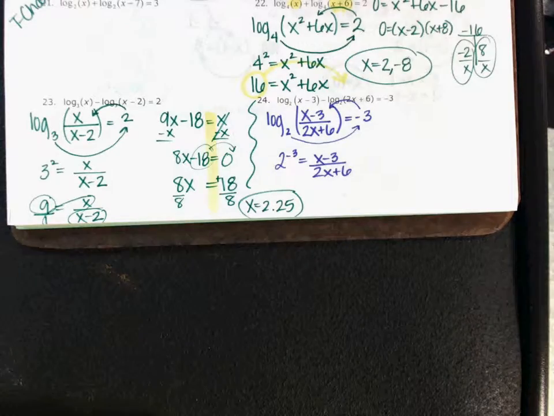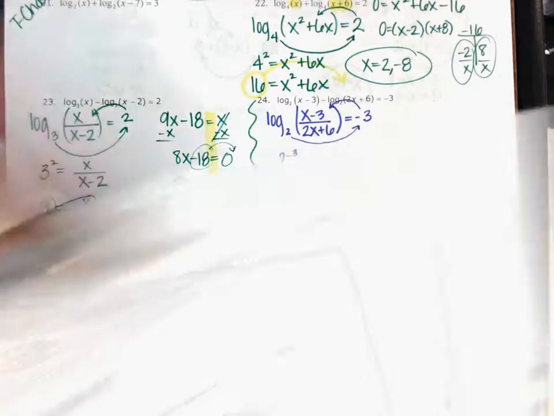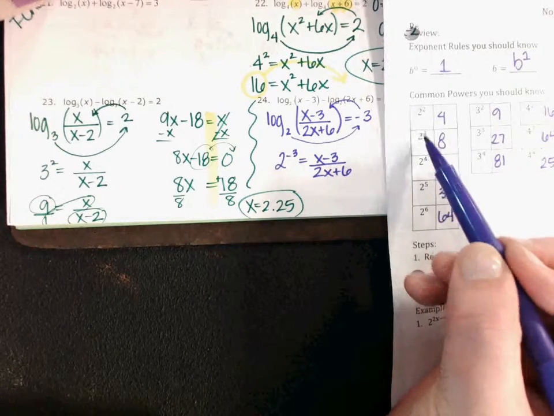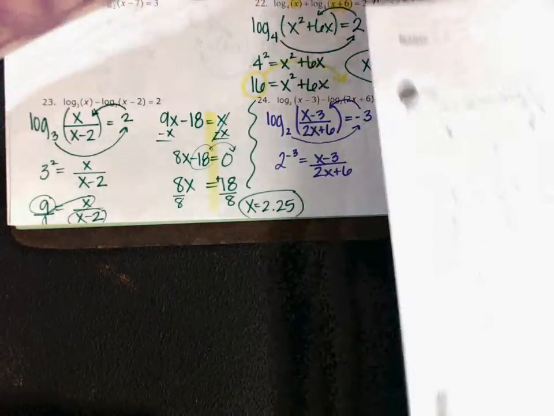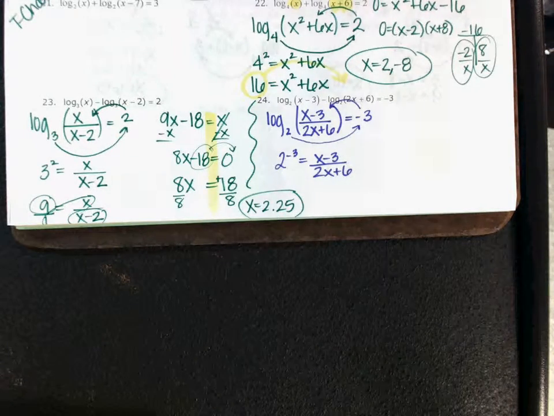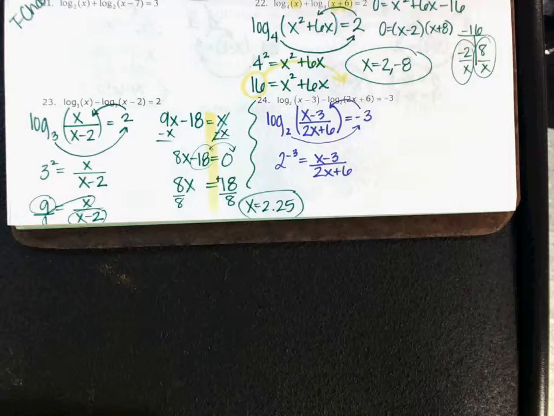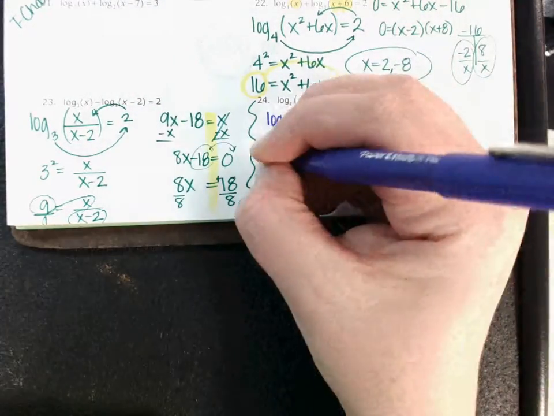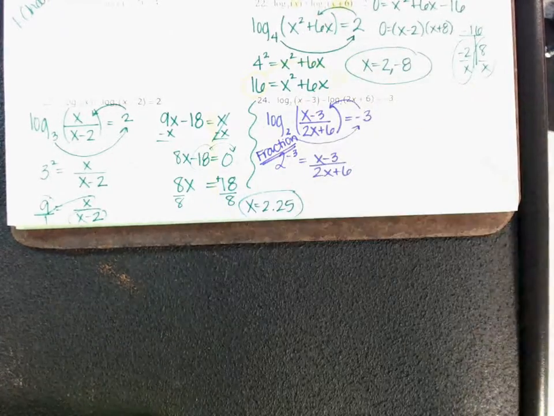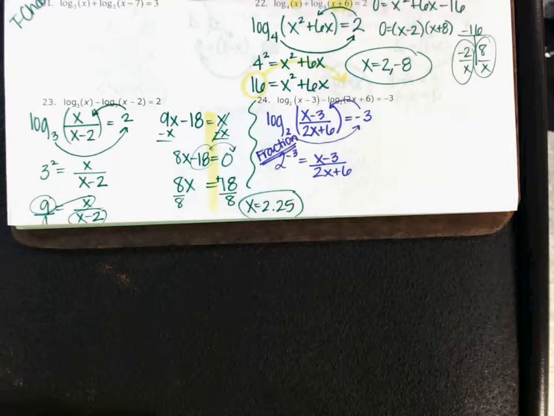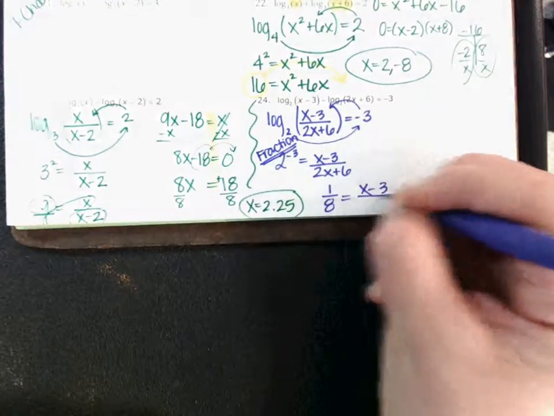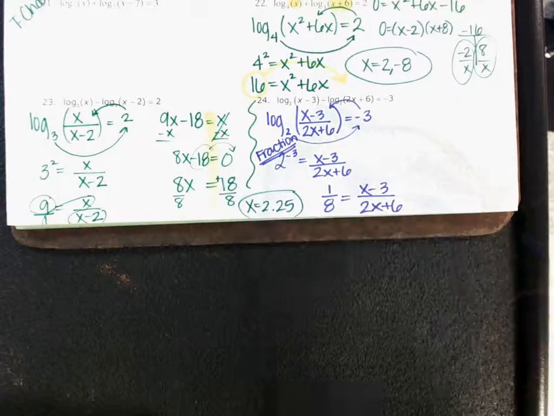And then 2 to the 3 on your chart, I'll put it up here. Okay, 2 to the 3 is 8. Then what is 2 to the negative 3? Well, we're turning it into a fraction though. So instead of 8, it'd be 1 over 8. Does that make sense? Okay, so this one, I'm going to put fraction. Okay, because 2 to the 3 is 8, then 2 to the negative 3 is 1 over 8. And now I'm ready to cross multiply.